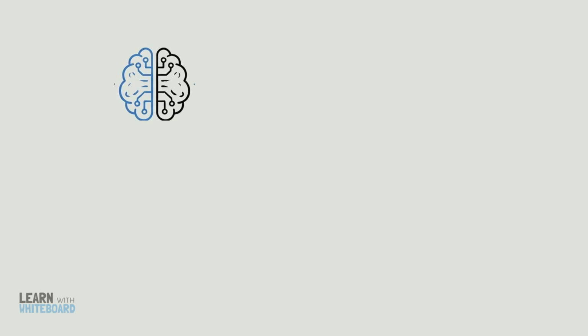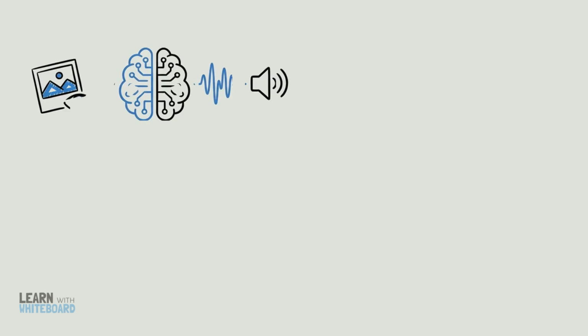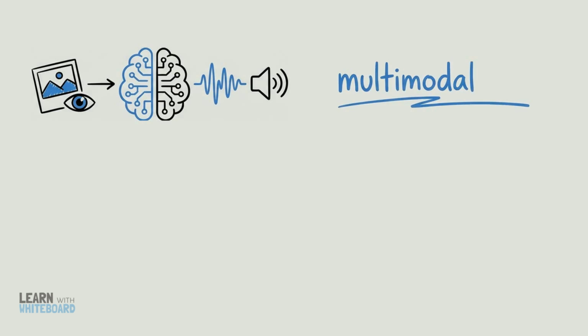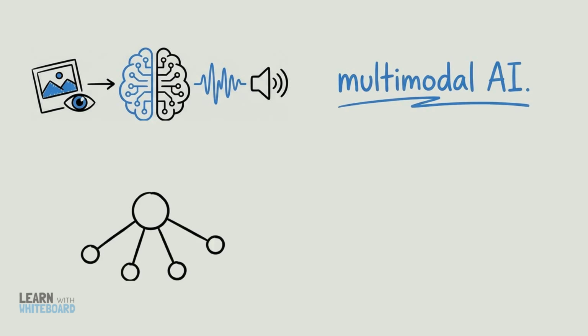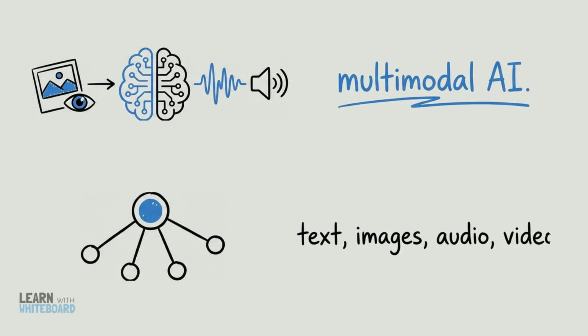Imagine showing an AI a photo, asking a question about it, and hearing a spoken explanation back in seconds. That's the idea behind multimodal AI. Instead of working with just one kind of information, it can understand several at once, including text, images, audio, video, and even sensor data.